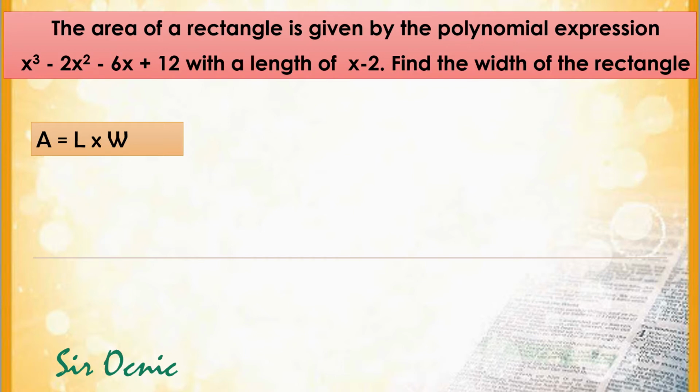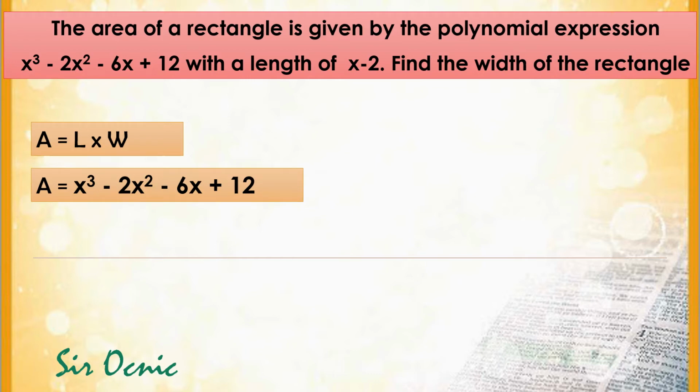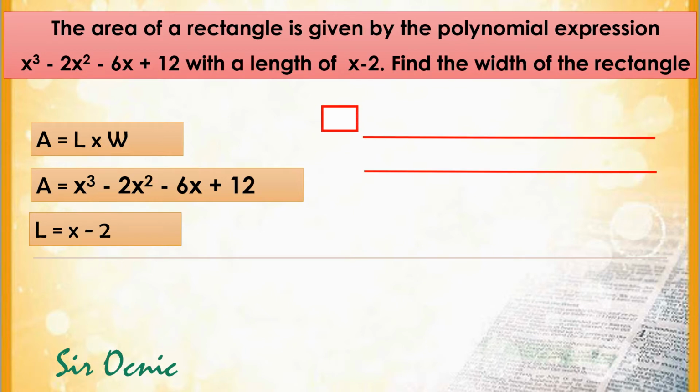The area of a rectangle is given by the formula length times width. The area given in the problem is x cubed minus 2x squared minus 6x plus 12. The length is x minus 2. We are required to solve for the width. In order for us to solve for the width, we are going to divide the area by the length. Since this one is a polynomial expression, we may use synthetic division to divide.